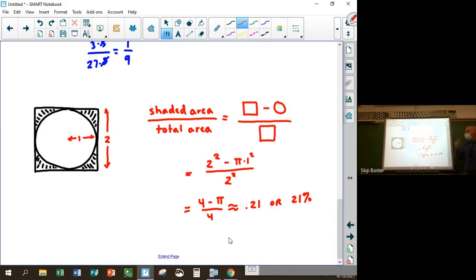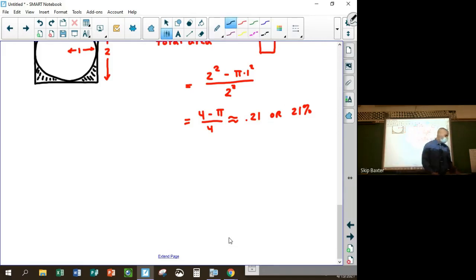Sometimes it's helpful to change probabilities into likelihood. Like there's a 21% likelihood that this would occur. Okay? I have a really talented cat. Let's try another problem.